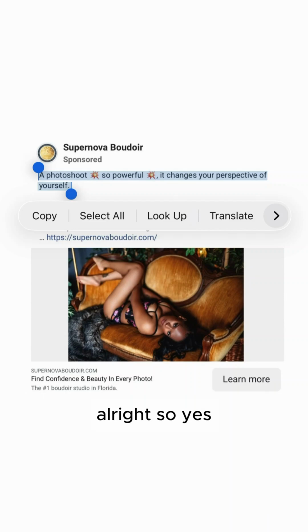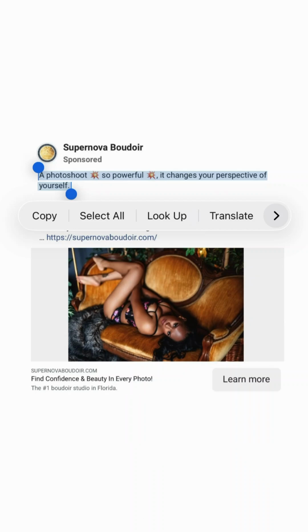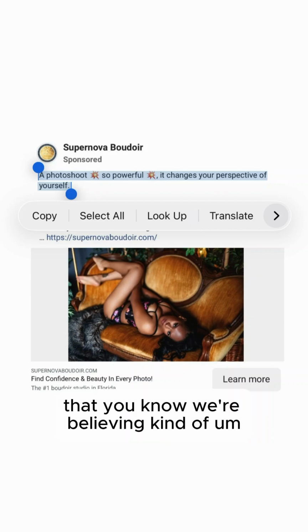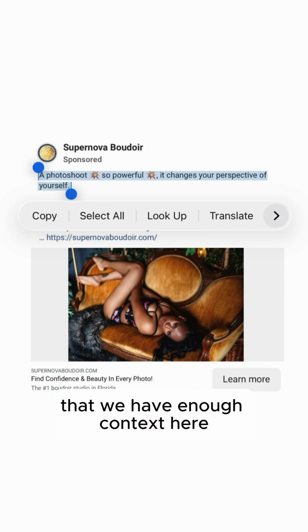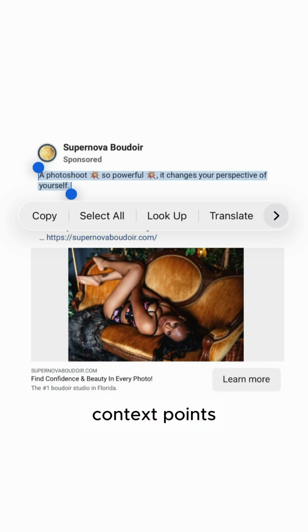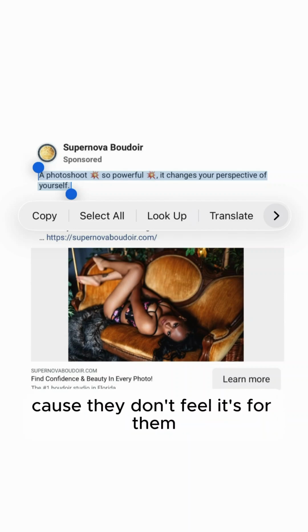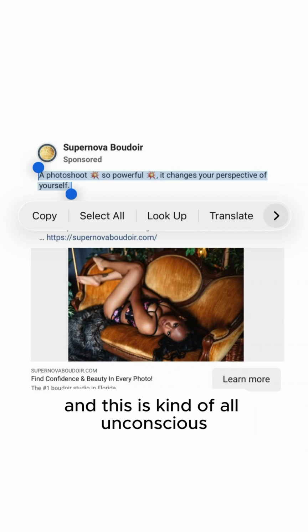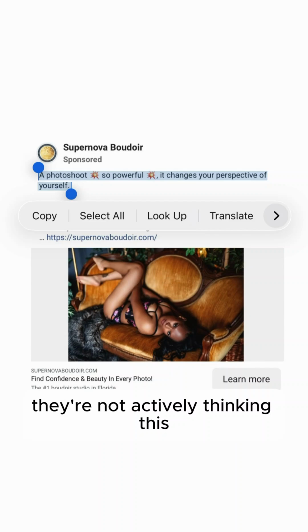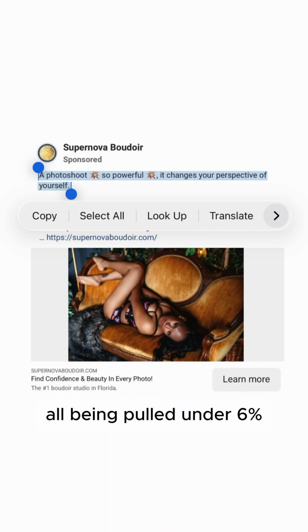All right, so yes, the lack of context mistake. The false belief that caused us to make this mistake is that we're believing kind of that we have enough context here, but it's not. We only got a small number of context points. But now the consequence of this is way more women going to scroll by our Facebook ad because they don't feel it's for them. And this is kind of all unconscious. They're not actively thinking this. So more women scrolling by, our unique CTR being pulled under 6%, wasting our money.